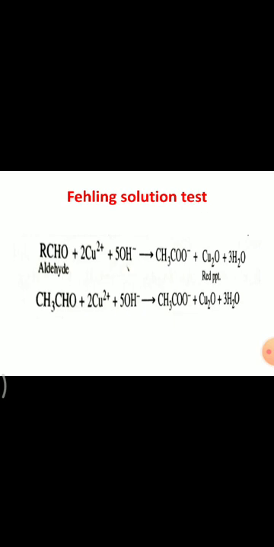First of all, we have to take 1 ml of a mixture of equal amounts of Fehling solutions A and B in a clean and dry test tube, and to this, if the given compound is liquid, we have to add 4-5 drops of the compound, or if the given compound is solid, we just add 0.2 milligram of the organic compound to it. Then boil the contents for 2 to 3 minutes.